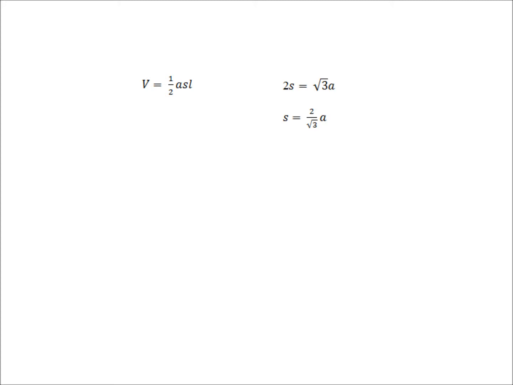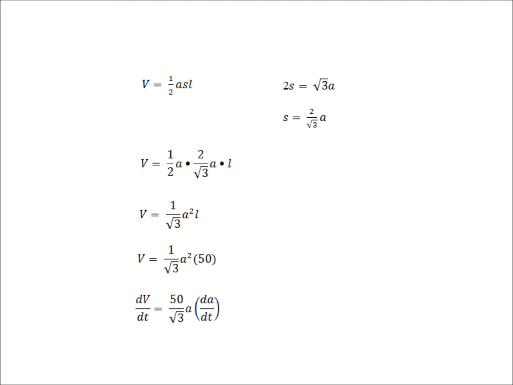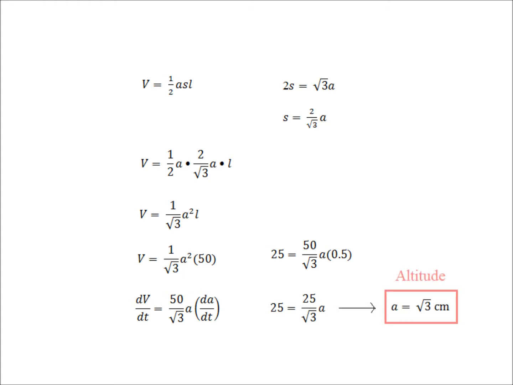Once we substitute this back into the volume equation, we get volume equals 1 over square root 3 times altitude squared times length. Since the length will stay constant, we can plug in 50 centimeters before taking the derivative. After doing implicit differentiation with respect to time, we get the following. Now we can plug in what we know, which is 25 for dV over dt and 0.5 for dA over dt. After some algebraic manipulation, we get that the altitude is square root 3 centimeters.